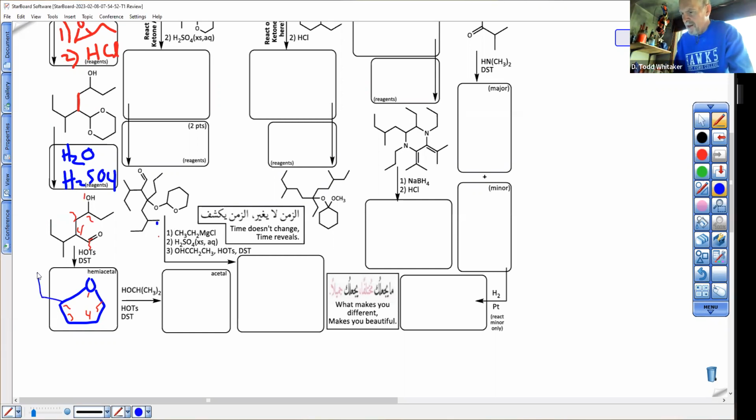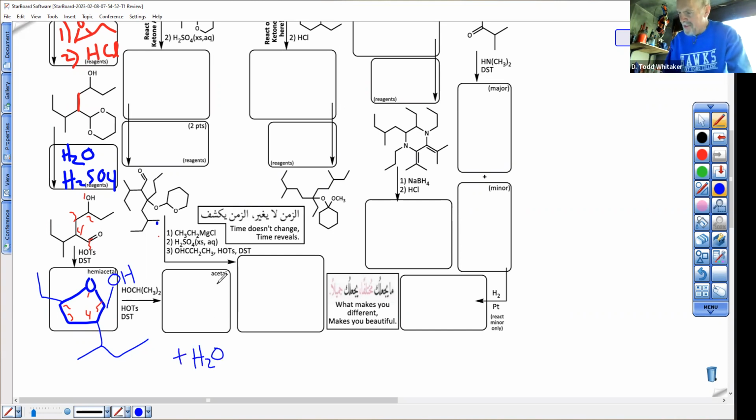Carbon 3 has nothing. Carbon 4 has a sec butyl. Carbon 5 will be a hemiacetal. Right now it is not. Carbon 5 has the ether part of the hemiacetal. It needs the alcohol part. That's the original carbonyl oxygen. It's now an alcohol, and it's about to become water.